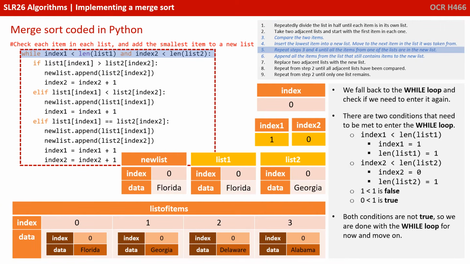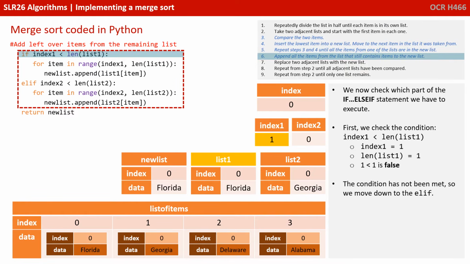We fall back to the while loop and check if we need to enter it again. So is index 1 less than length list 1? Well, index 1 is 1 and the length is 1. So we've got 1 is less than 1. Well, that's false. It doesn't really matter what the second part of the while statement condition is here, because we've got a false and true. In other words, both conditions are not true. So we're done with the while loop for now, and we can move on.